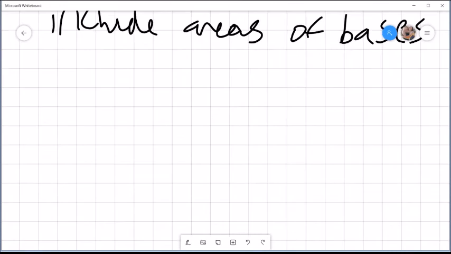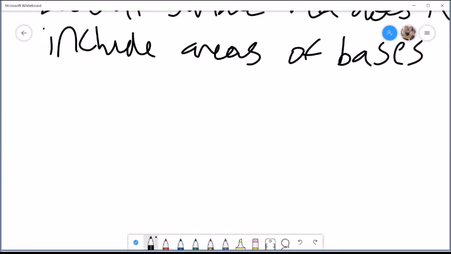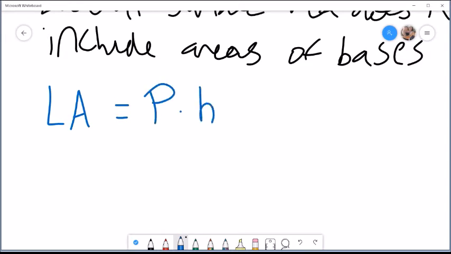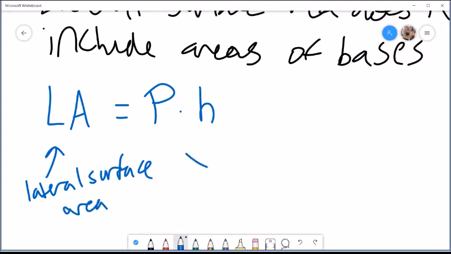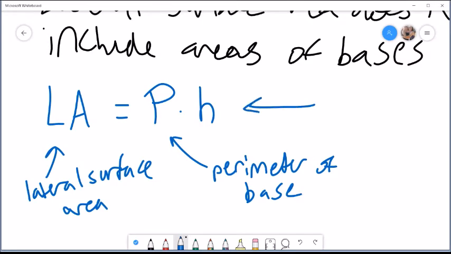That's going to give us our lateral surface area formula. Lateral surface area is the perimeter times height. This is your lateral surface area. This is your perimeter of base. And this is the height of prism.